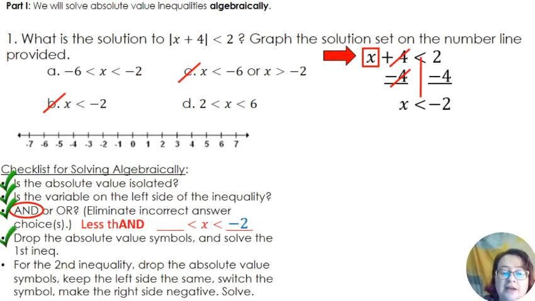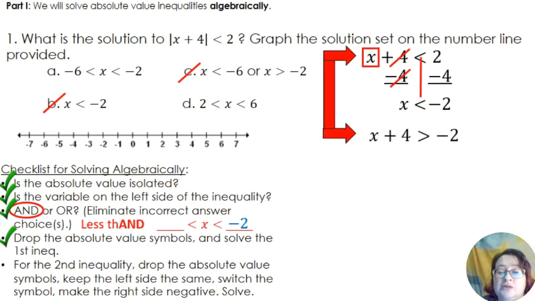That step is finished. Last step, for the second inequality, we drop the absolute value symbol. We keep the left side the same. We switch the symbol and make the right side negative. So, while it's very close to what we do for equations, we have to remember to flip the symbol as well. So, that x plus 4 is less than 2, we change to greater than negative 2.